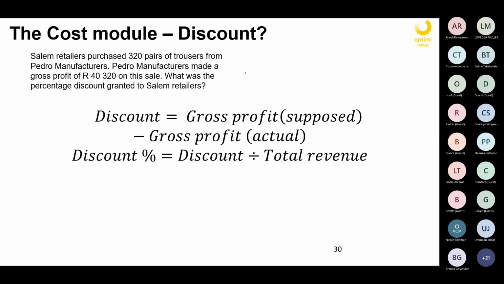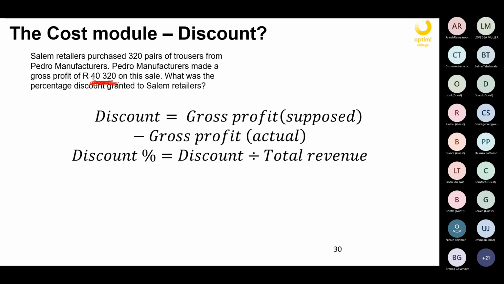They tell you, Salem retailers purchased 320 pairs of trousers from bedroom manufacturers. Bedroom manufacturers made a gross profit of 40,320. So that's the actual gross profit. Then they asked, what was the percentage discount granted to Salem retailers? So they want to know, obviously, Salem retailers got a discount. They want to know what percentage was that discount.